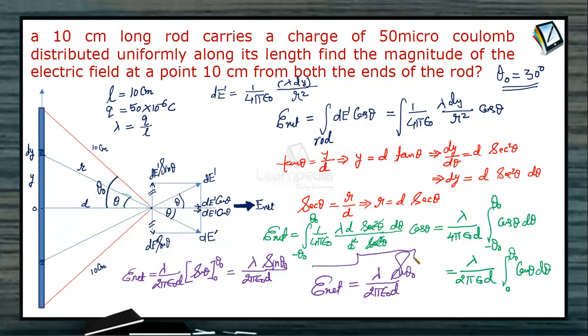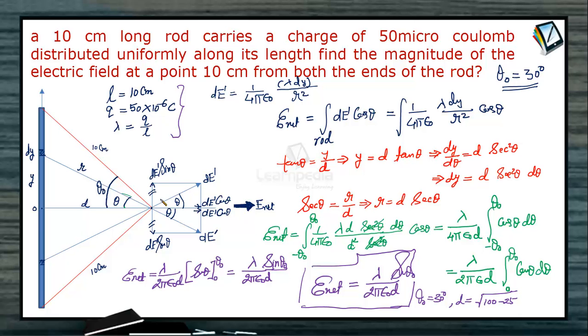So this is the final answer to the question, and its numerical value can be calculated by substituting the value of theta naught. Here theta naught is given to be 30 degree, and the value of d can be calculated. Here the value is 10 centimeter, it is 5 centimeter. So in place of d we can substitute under root of 100 minus 25. So d can be calculated, and the value of lambda can also be calculated. These things you can do on your own.